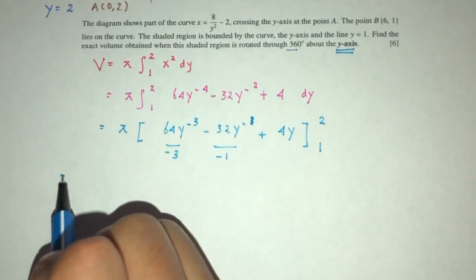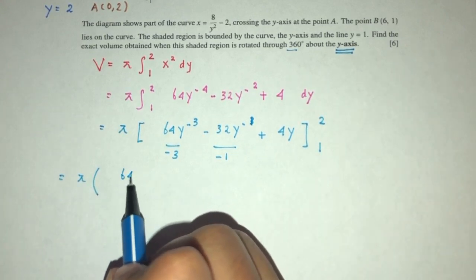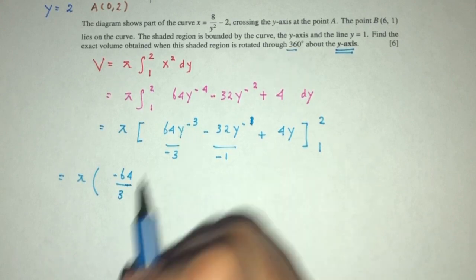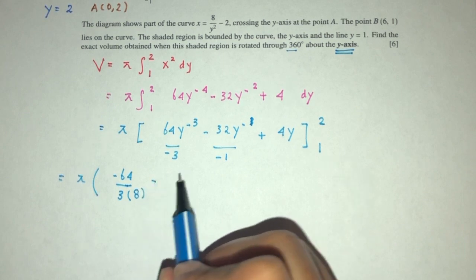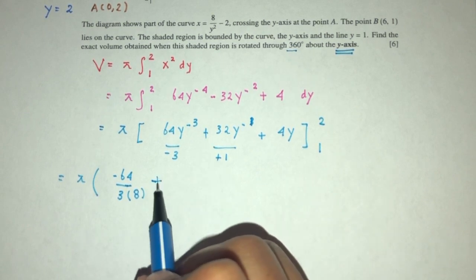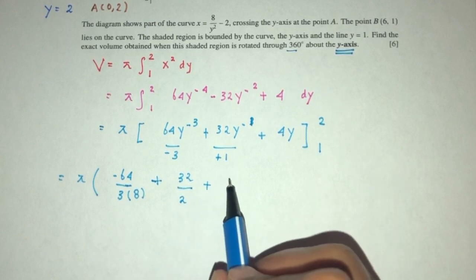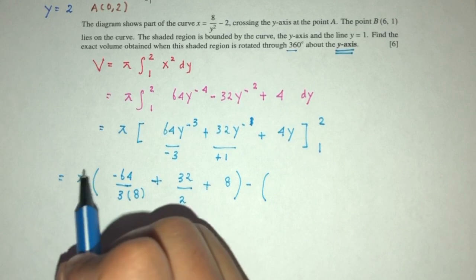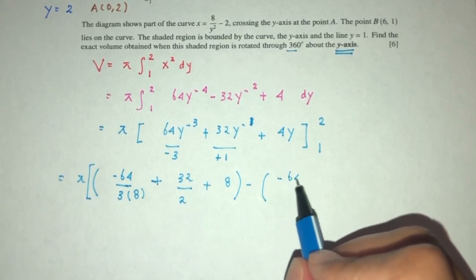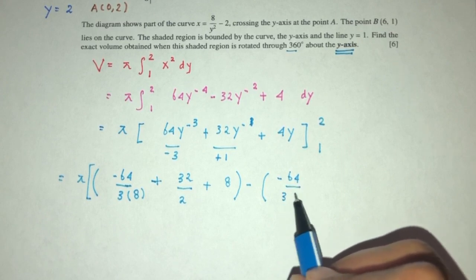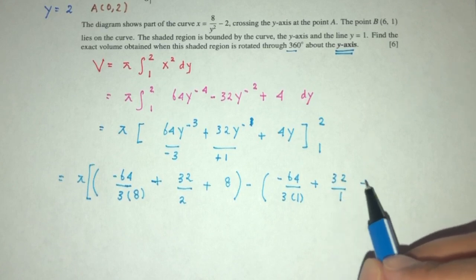Now let's see what can we do. So here we have pi, and you will have 64, so minus here over 3. We can bring this down. That should be what? 8 power 3 should be, so 2 power 3 should be 8. Then minus become plus, right? Plus 32, we can bring the y down, that will become 2, plus 8 minus, that should be 1, so we have minus 64 over 3 times 1. We have plus 32 over 1 and plus 4.